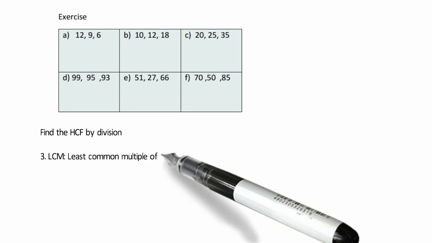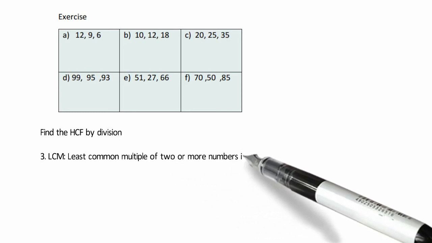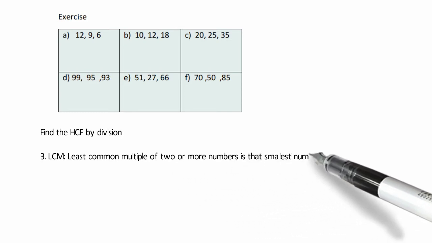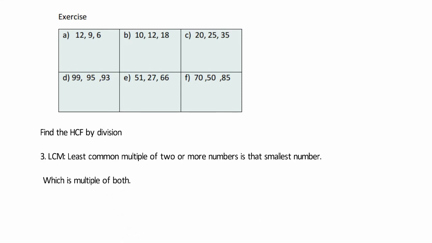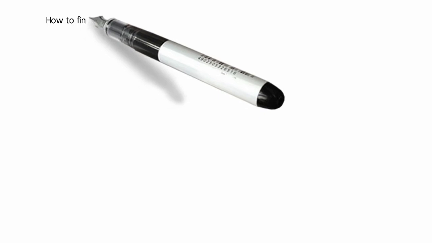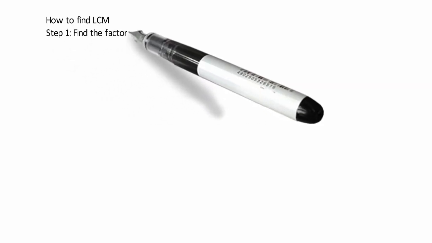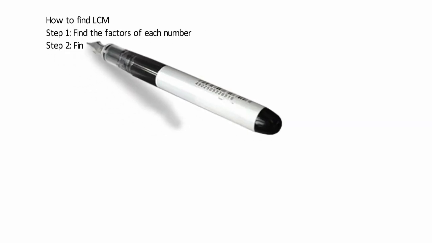LCM, the least common multiple of two or more numbers, is the smallest number which is a multiple of both. How to find LCM? Step 1. Find the factors of each number.